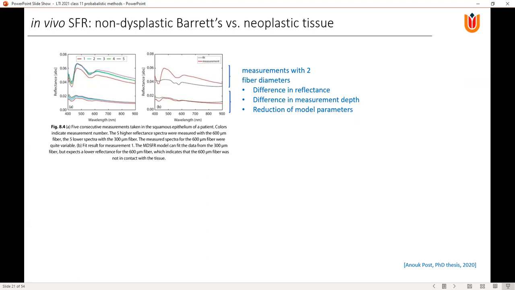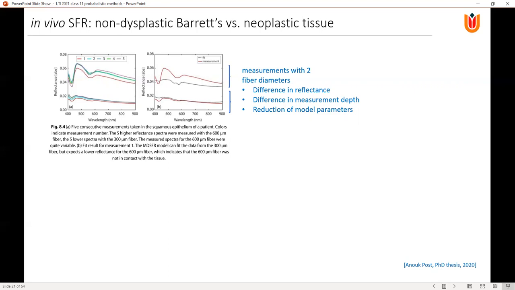So on the left hand you see 5 measurements. The colors indicate the different measurements, and they are taken with 2 different fibers. The difference is the diameter of the fiber. So one is a little bit thicker than the other. The thicker one is the one on top. Because it is a little bit thicker, it can collect more light. So if it can collect more light, then the signal will be a little bit higher. So you see it there. And the other one is this one.